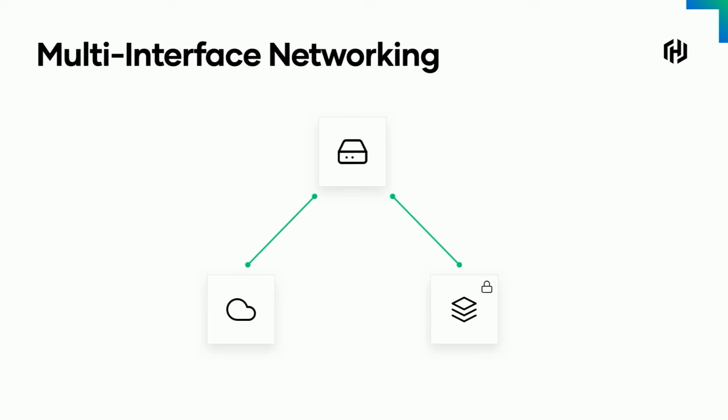And up until now, Nomad was really only able to choose one network to allocate ports to and do port mapping. So let's look at a concrete example here.